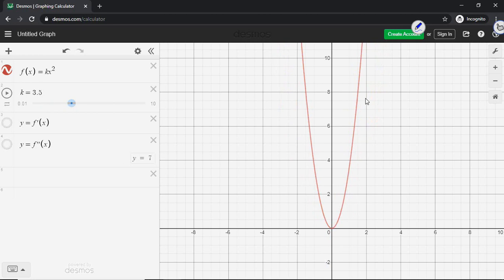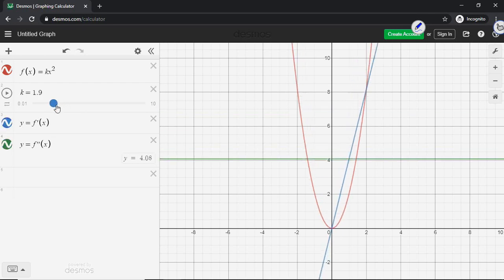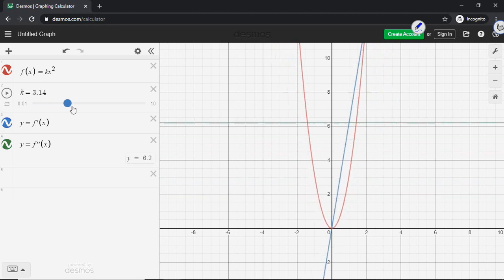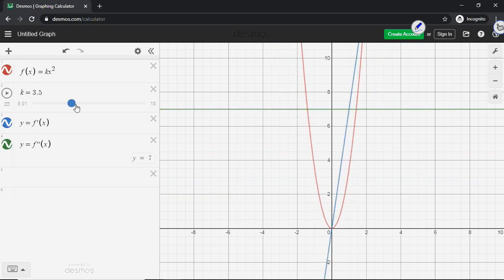So the slopes of the tangent lines have a rate of change, and that is captured in the second derivative. That rate of change is greater as our parabola stretches upward. In this case, our second derivative is a constant function because we started with a quadratic and we're taking 2 derivatives, so we're down to a constant.